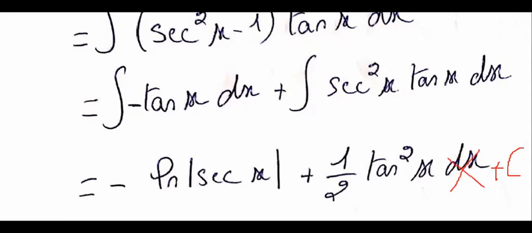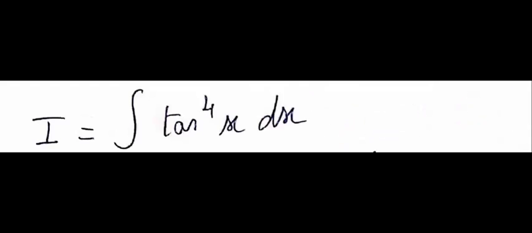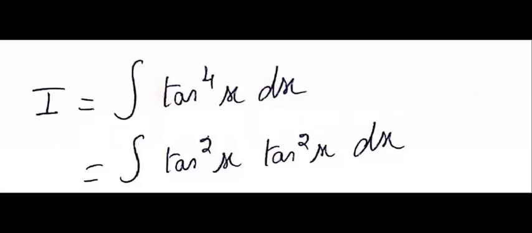Now the last integral that I'm going to solve is the integral of tangent to the power 4. So again, I need to find somewhere secant squared or tangent squared, because it's going to lead me to secant squared. So I write tangent to the power 4 as tangent squared multiplied by tangent squared.